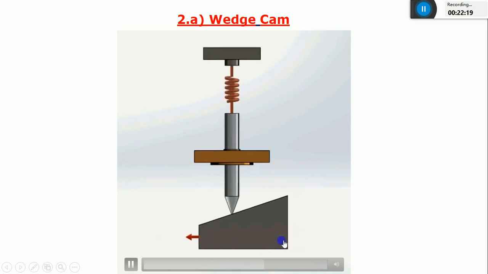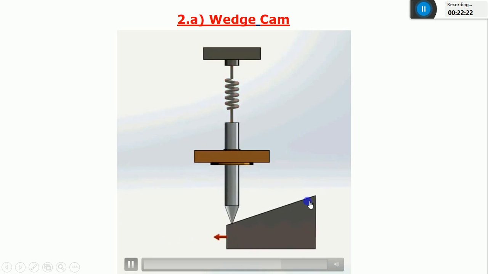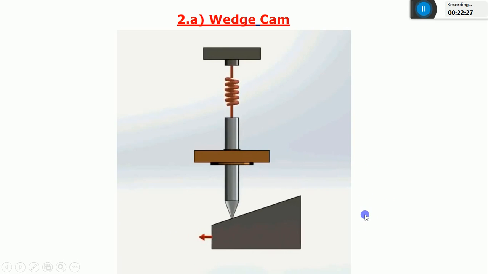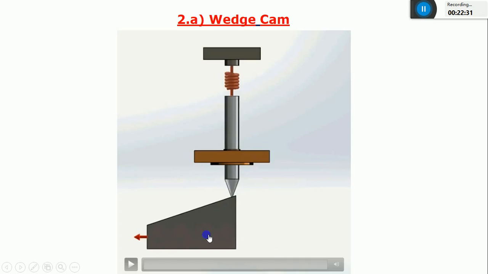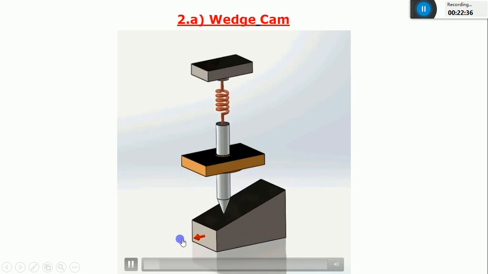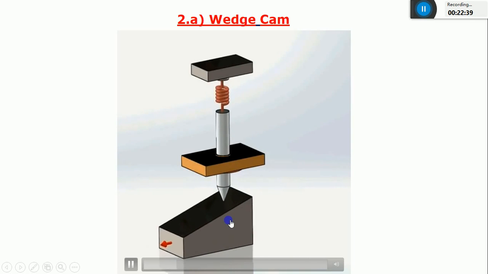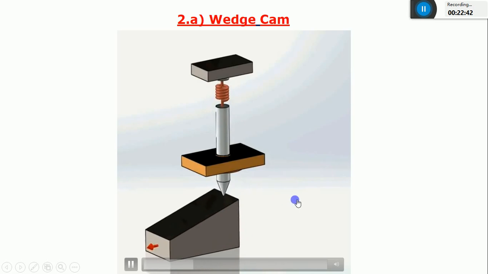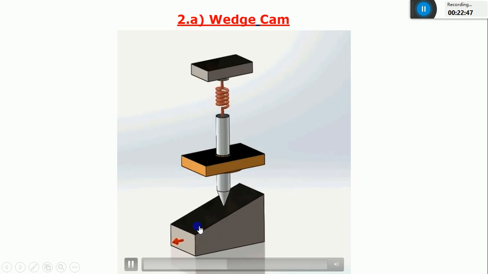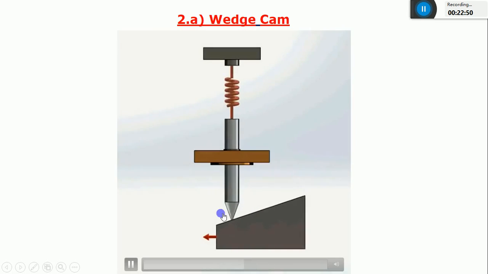In the previous class we saw cams in the form of a spherical type, non-circular in nature, having a rotary motion. But in this case, you can observe that the cam is not in the form of a circle. It is in the form of a wedge, and it is not rotating. It is moving in a straight line from left to right and right to left along the x-axis, the horizontal direction. And you can observe the output motion is reciprocating in a vertical direction.